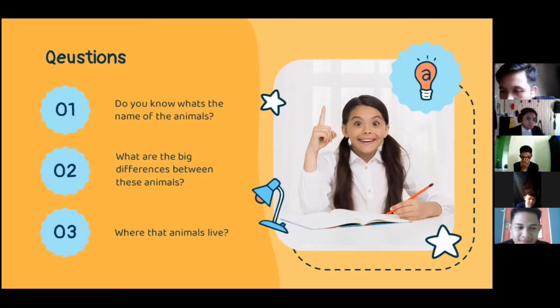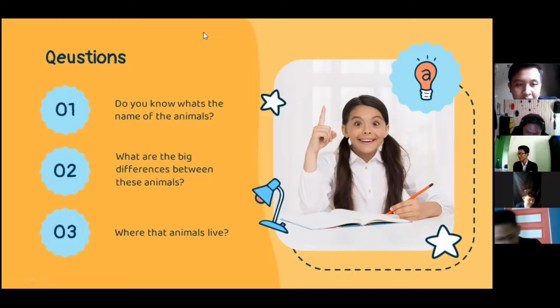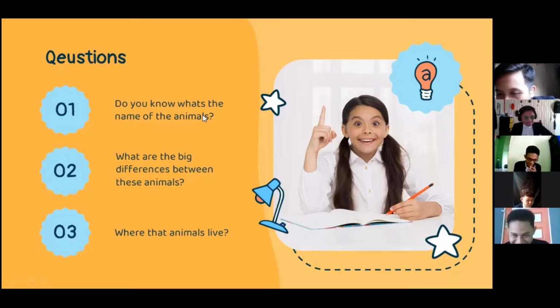And now for the number 3. Who wants to answer it? Me, sir. Okay, Faisal. So the question number 3 is where do the animals live? My answer is the dog lives on land and the fish lives in water, Mister. Very good. Thank you, Faisal. You're welcome, sir. Okay, next slide, please.